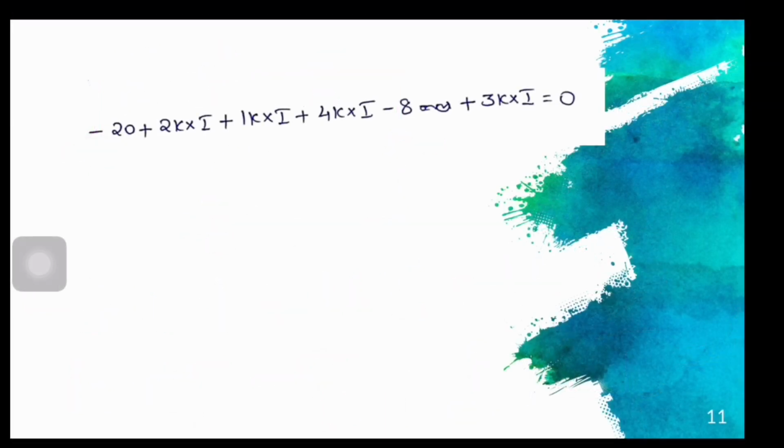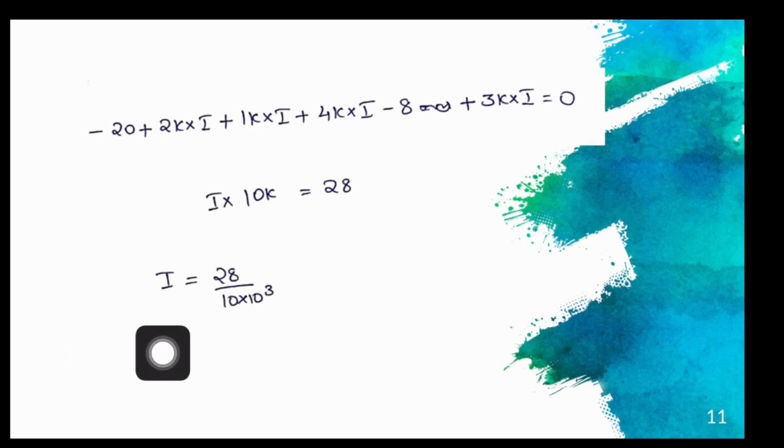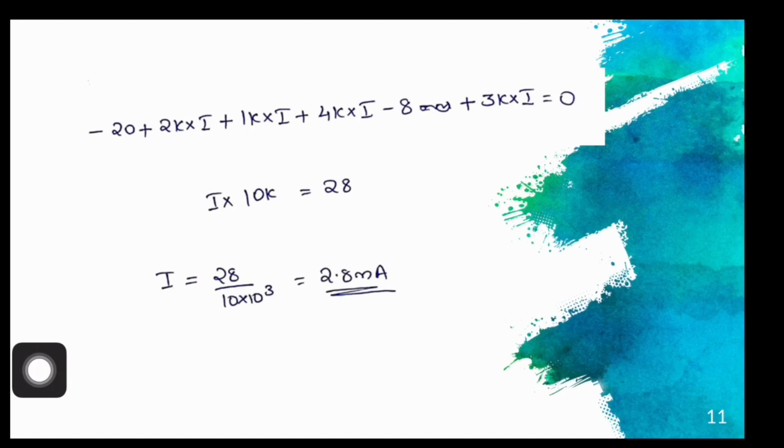You can see the equation here. It can be written as I into 10K is 28, or our desired quantity I is equal to 28 by 10 into 10 raised to 3. That is equal to 2.8 milliamperes. Thus our answer is 2.8. Got it? Let me now take you to the next question.